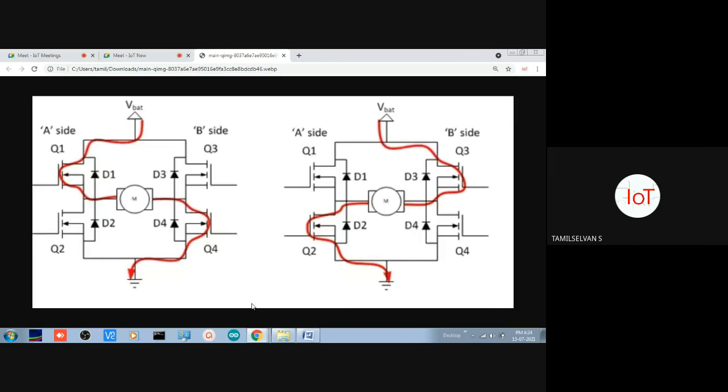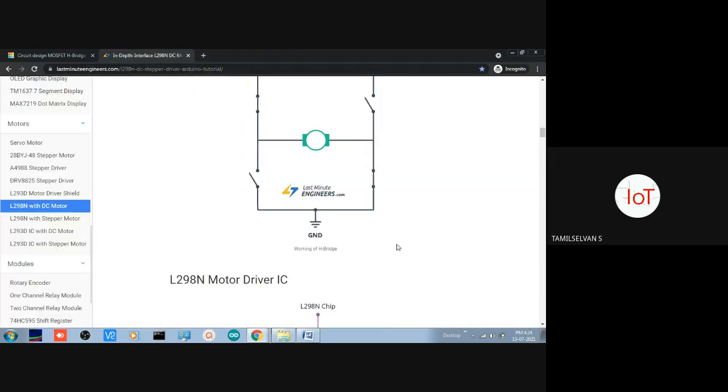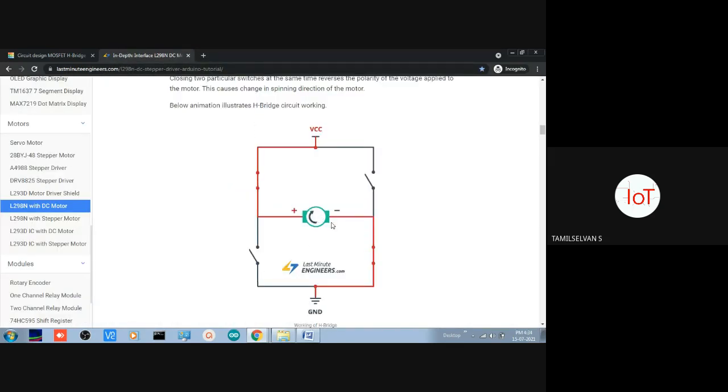This type of circuitry is called CMOS circuitry, complementary metal oxide semiconductor, using field effect transistors. So that category will be available. And that's why we are using this H-bridge circuit for operating your DC motor.